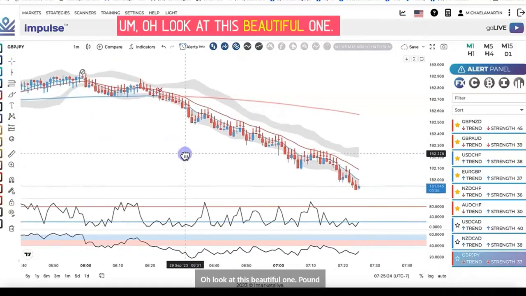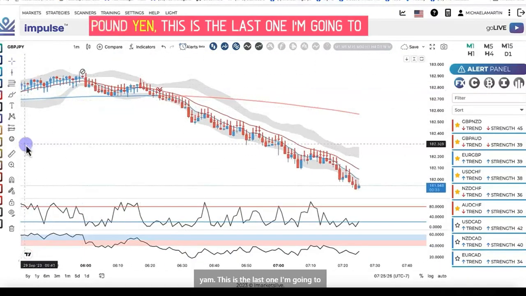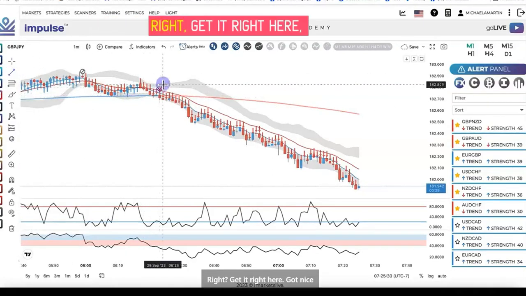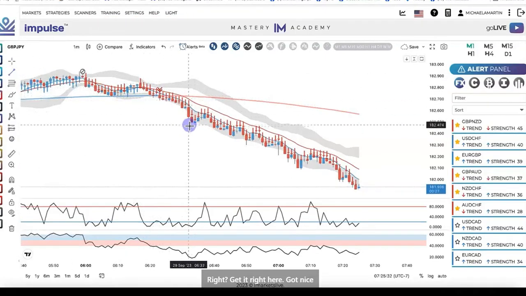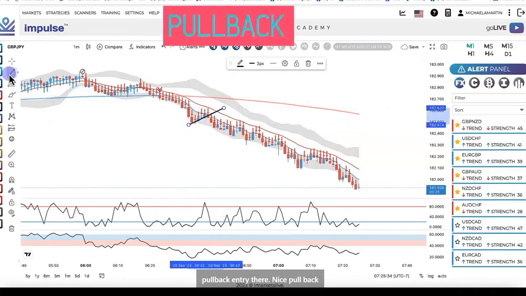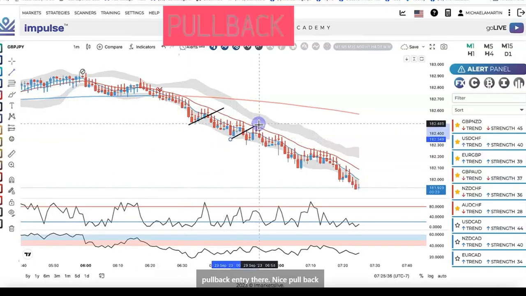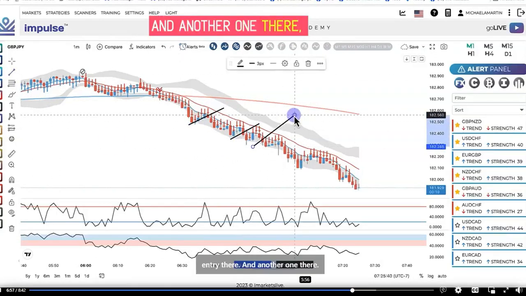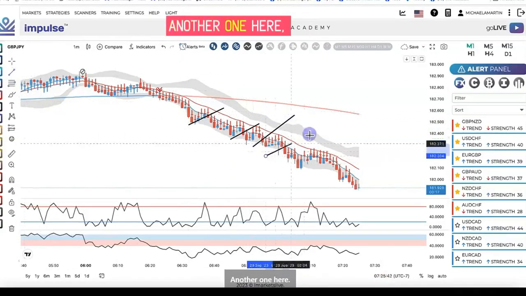Oh, look at this beautiful one. Pound yen. This is the last one I'm going to do because I think you get the point. Right? Got it right here. Got a nice pullback entry there. Nice pullback entry there. And another one there. Another one here.